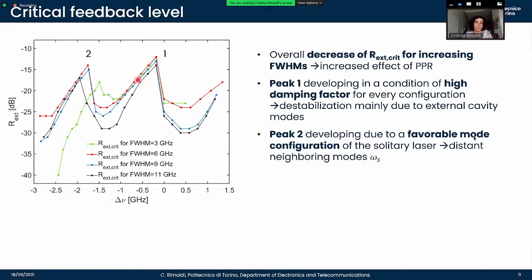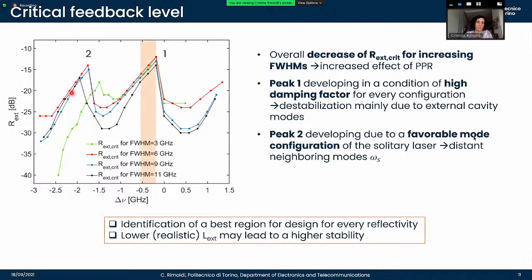Then this first peak here is developing in a condition of a high damping factor for the solitary laser in every FWHM configuration. And right here, the destabilization is mainly due to external cavity modes. The second peak here is instead simply due to a favorable mode configuration in the solitary laser, where, very simply put, the neighboring lasing modes are particularly distant from the one at minimal threshold. As you can see, the second peak changes its position depending on the FWHM that we consider. And this allows us to identify this other region as the best region for design for every reflectivity.